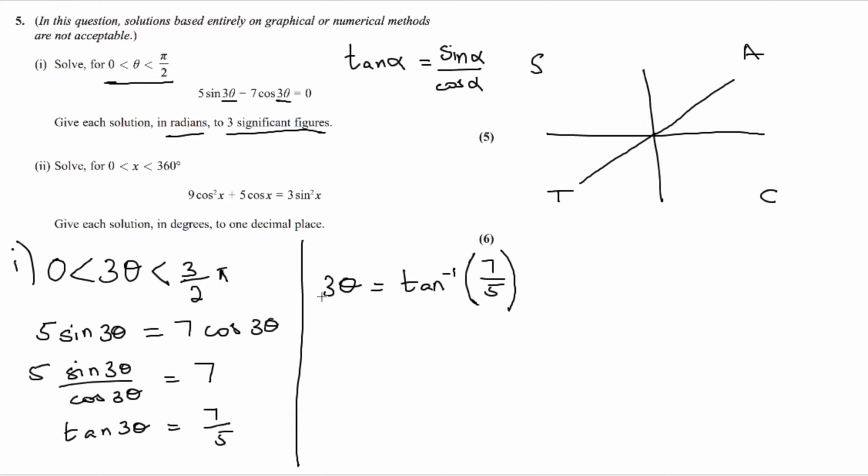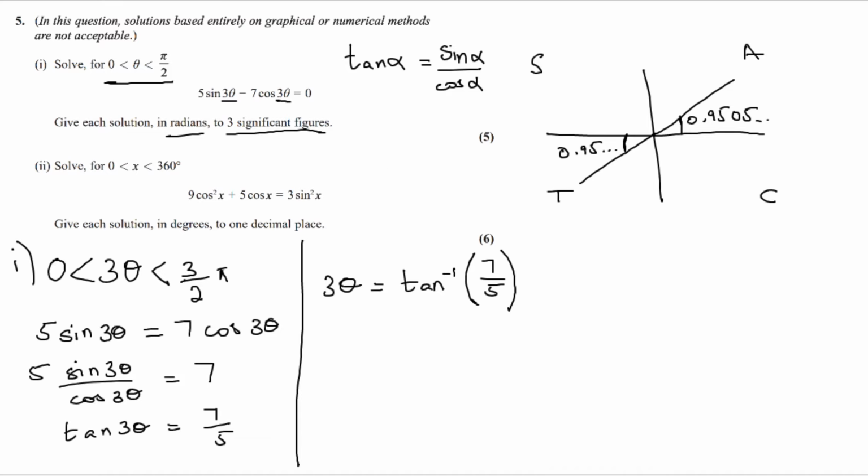Now, when I use my calculator to find the inverse tan of 7/5, I get 0.9505. So that tells me that this angle right here is 0.9505 and so on. And that also tells me that this angle right here is also 0.95 and so on, right?